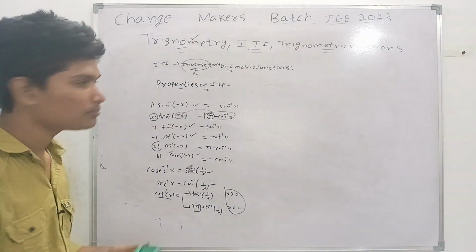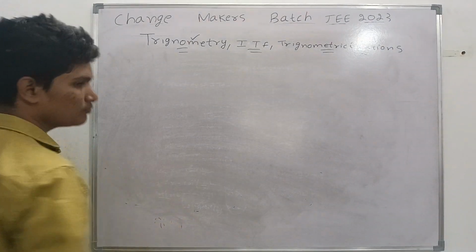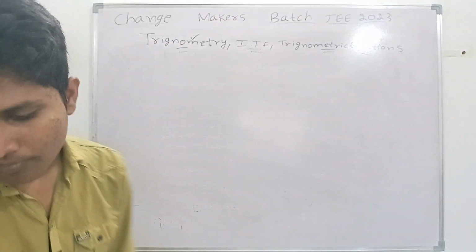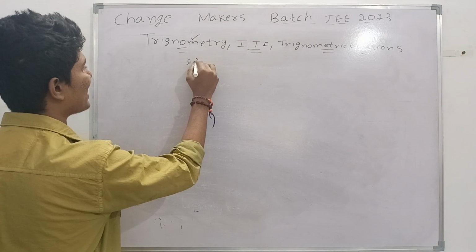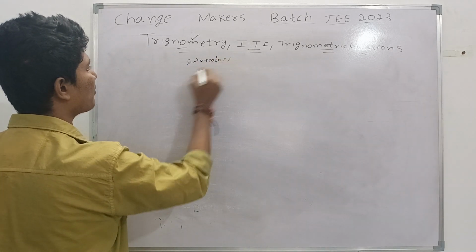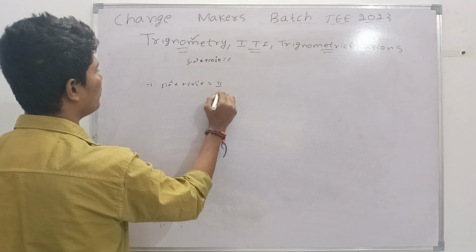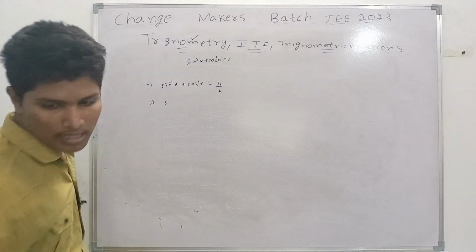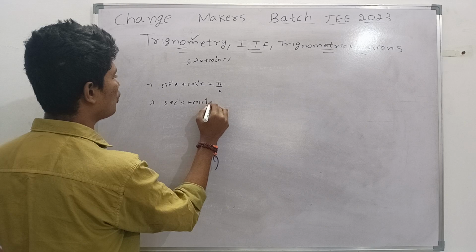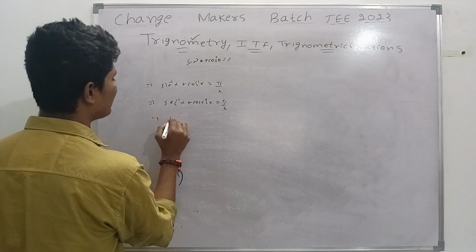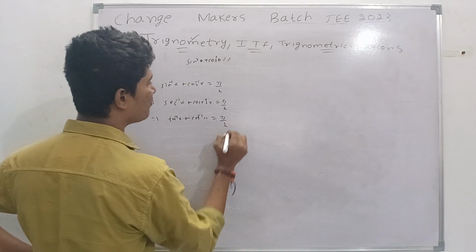And next, there are three main formulas now. You already know that: sine square theta plus cos square theta equal to 1 is a formula. Like that only, in inverse functions also, sine inverse x plus cos inverse x equal to pi by 2. There is a formula. And the next formula is secant inverse x plus cosecant inverse x equal to pi by 2. And the next, tan inverse x plus cot inverse x equal to pi by 2. These three formulas are important.